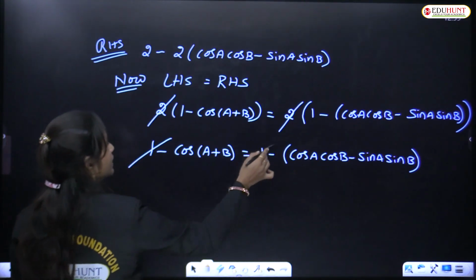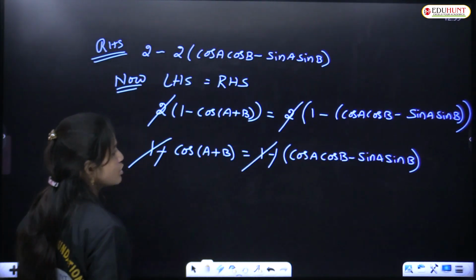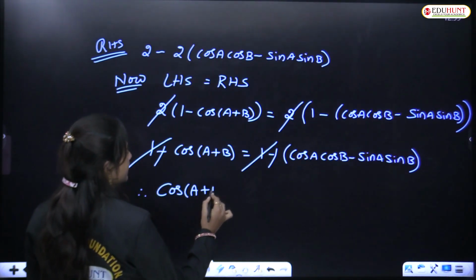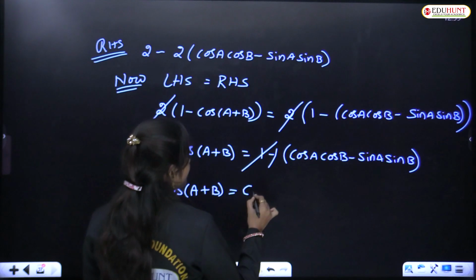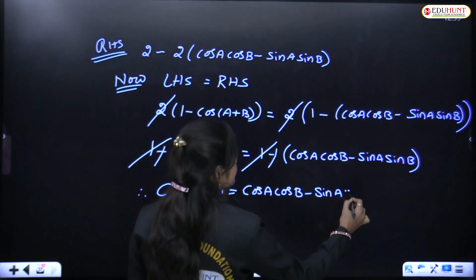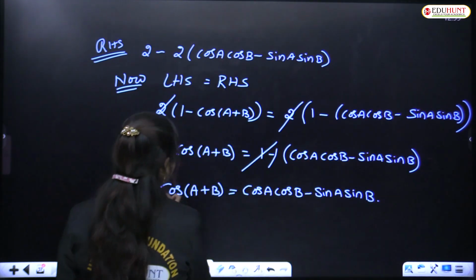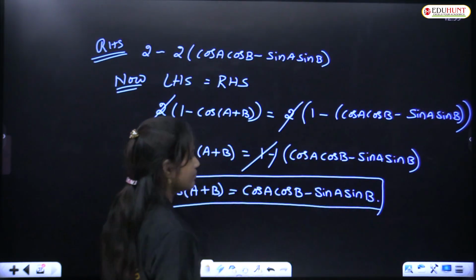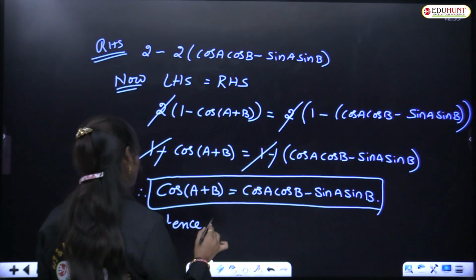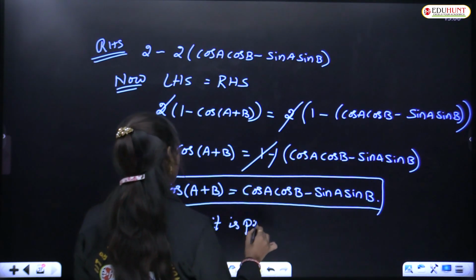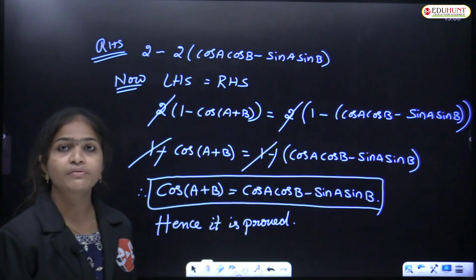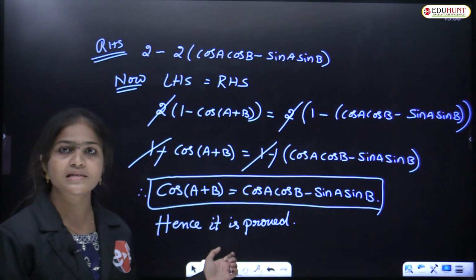Okay, so here 1 and 1 get cancelled, as well as the minus on both sides gets cancelled. So from this, cos of A plus B is equal to cos A cos B minus sin A sin B. So up to here this formula will be completed. Okay, so this is the proof, hence it is proved. This is a long process, but very easy. If you understand it step by step, this is very easy.